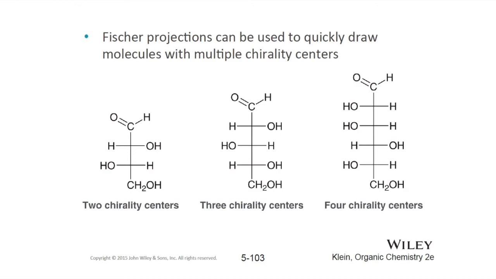So the Fischer projections are very useful because we can draw multiple different chirality centers all at once. So you see in here, each one of these cross lines is a chirality center. So you see in here we have 2, in here we can have 3, and it's very easy to identify them when we draw them like that. Here we have 4, right?